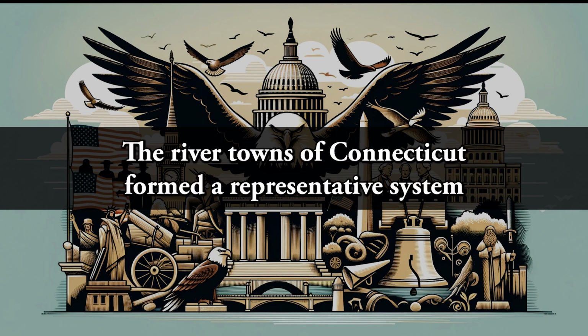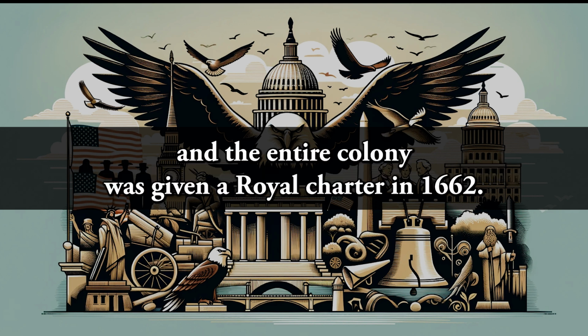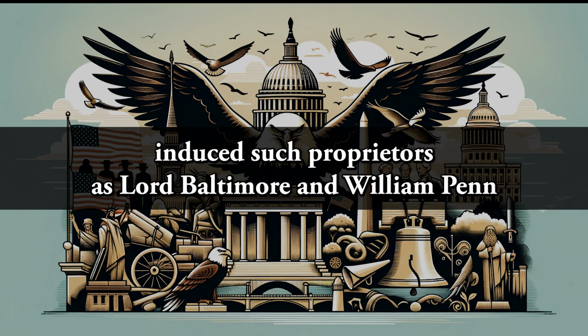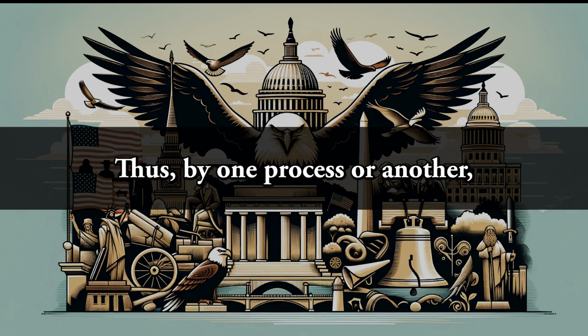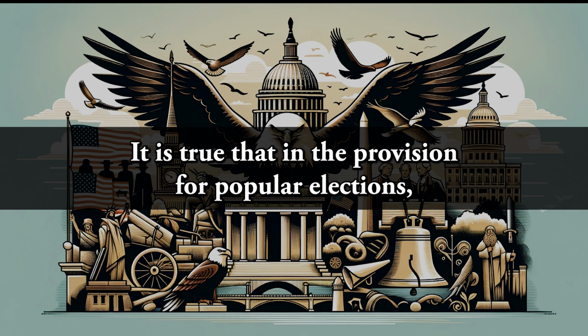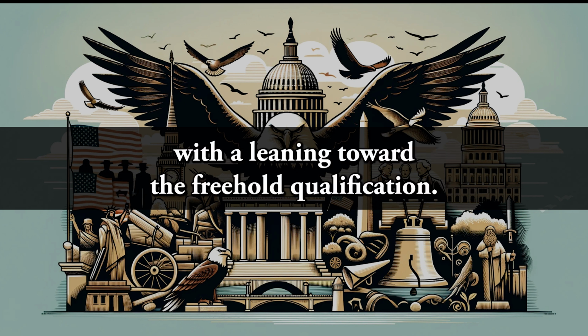The river towns of Connecticut formed a representative system under their fundamental orders of 1639, and the entire colony was given a royal charter in 1662. Generosity, as well as practical considerations, induced such proprietors as Lord Baltimore and William Penn to invite their colonists to share in the government as soon as any considerable settlements were made. Thus, by one process or another, every one of the colonies secured a popular assembly. It is true that in the provision for popular elections the suffrage was finally restricted to property owners or taxpayers, with a leaning toward the freehold qualification.